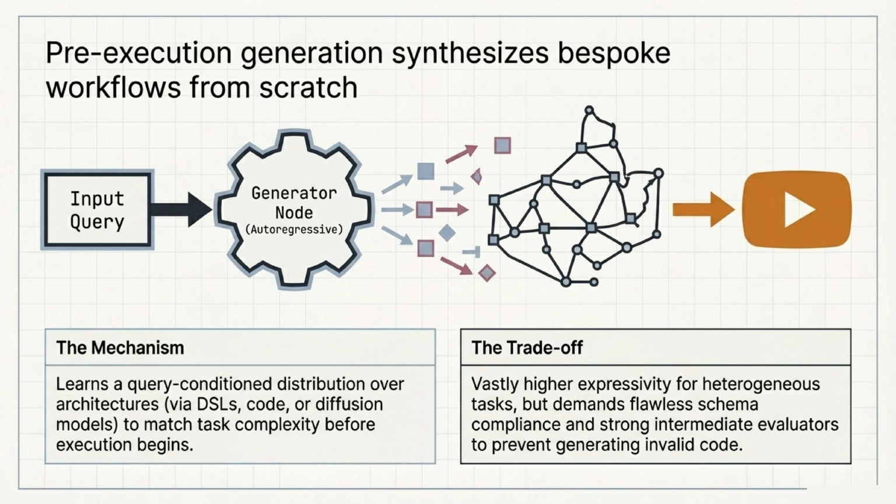Let's look at pre-execution generation. This approach synthesizes a bespoke workflow from scratch for every single input query. An autoregressive generator node looks at the task and builds a specific architecture before execution begins. The trade-off here is clear: you get vastly higher expressivity for diverse, heterogeneous tasks, but it demands flawless schema compliance and strong intermediate evaluators to prevent the system from generating invalid code.